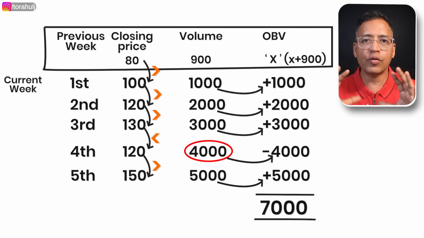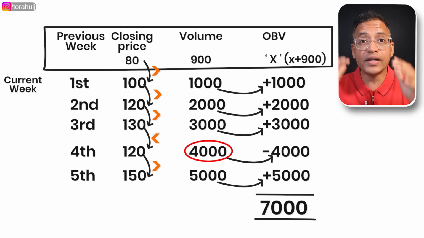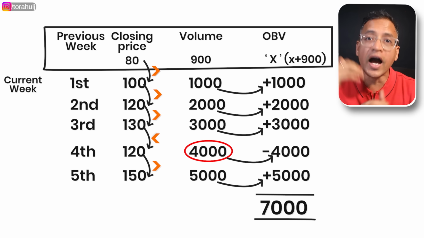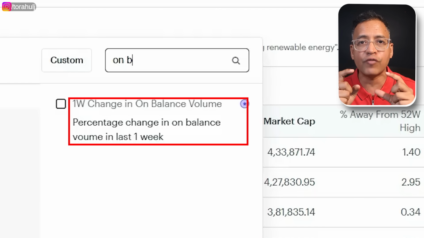Now, if I were to calculate this week's on balance volume and compare that with the previous week's on balance volume, and if I find out that this week's on balance volume is higher, meaning what? The stock is looking very, very strong. Okay, that is precisely the filter that we are going to use. What is the change in the on balance volume in the 1 week?